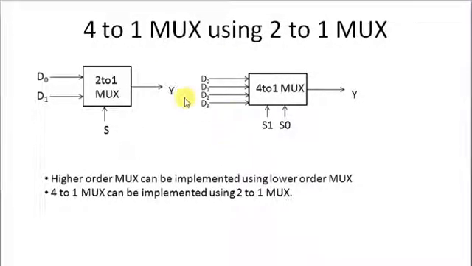So today we are going to discuss how to implement 4x1 MUX using 2x1 MUX. So here is a block diagram of 2x1 MUX with two inputs D0 and D1, one select line S and one output Y. And also we have the 4x1 MUX block diagram with select lines S1 and S0, inputs D0 to D3 and output Y.